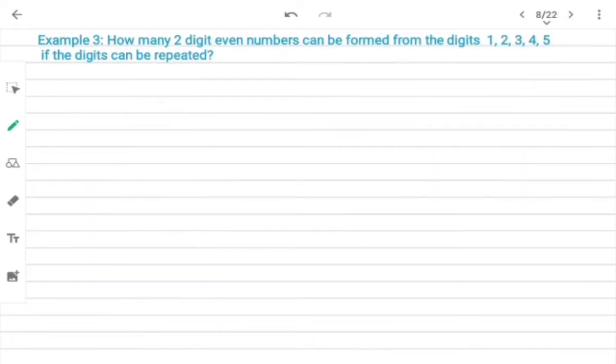Okay, fine. Example 3. How many 2-digit even numbers? You have to be careful. 2-digit even numbers can be formed from the digits 1, 2, 3, 4, 5. Now the digits are 1, 2, 3, 4, 5. So totally we have 5 numbers. Now we are going to frame a 2-digit number. So I'm going to represent it as ones and tens. This is ones place and this is tens place.